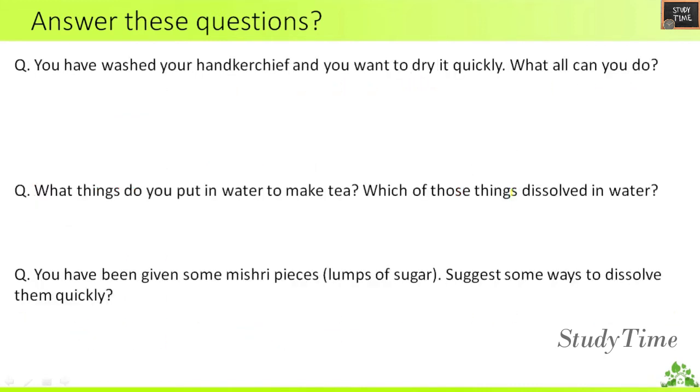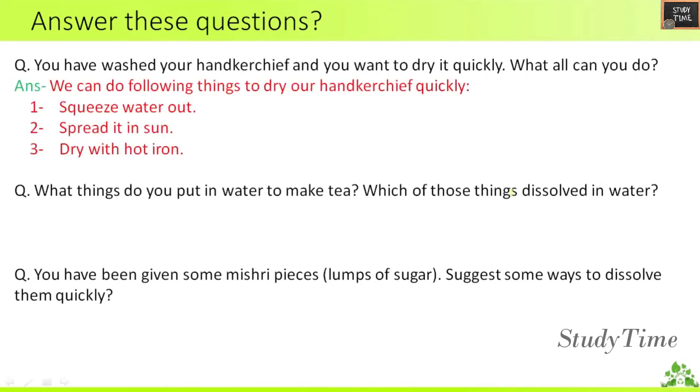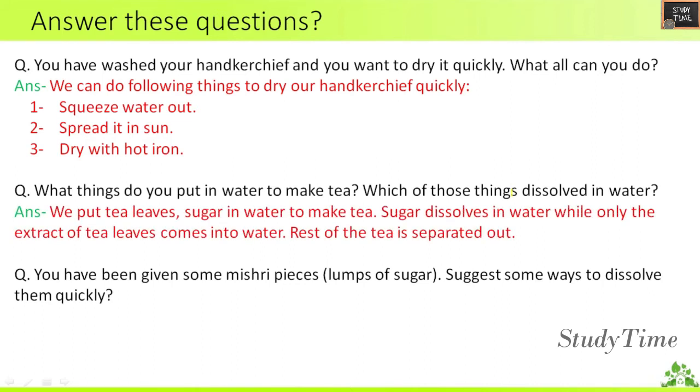Next question, you have washed your kerchief and you want to dry it quickly. What all can you do? You can squeeze the water out, spread it in the sun, or dry it with a hot iron. Next question, what things do you put in water to make tea? Which of those things dissolve in water? We put tea leaves and sugar in water to make tea. Sugar dissolves in water, but the tea leaves will not dissolve.